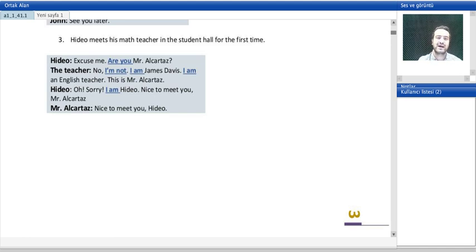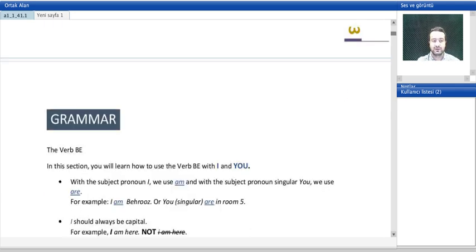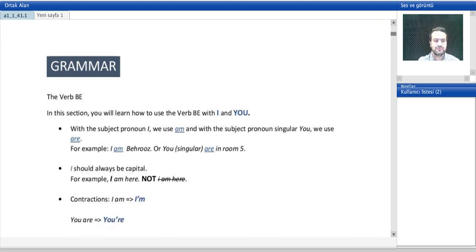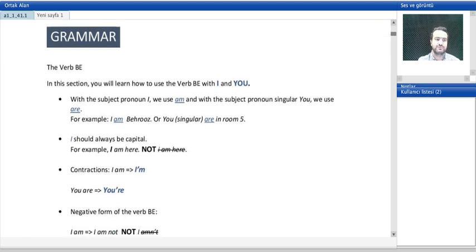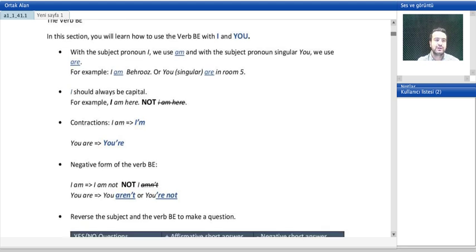So this is how you introduce yourself and greet people in English. For the grammar part, we have the verb be. In this section, you will learn how to use the verb be with I and you. With the subject pronoun I, we use am, and with the subject pronoun singular you, we use are.